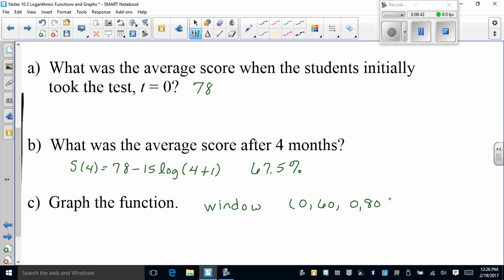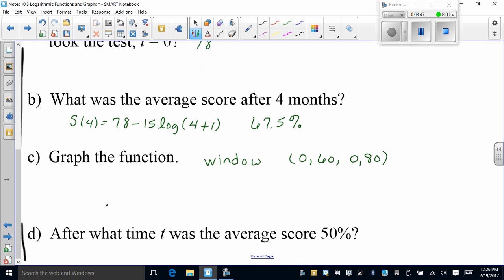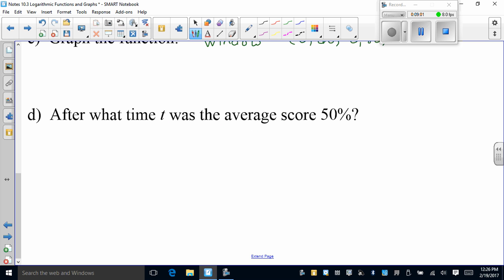Okay, and this is after what time was the average score 50? Well, this is one where we would have to play with a little bit. Actually, now that you guys know logarithms, we can actually use logarithms. So we have S of t equaling 78 minus 15 log of t plus 1. And we want to solve for t this time. So it's going to be 50 equals 78 minus 15 log of t plus 1.